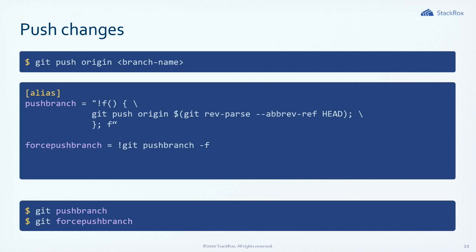The next one is pushing your changes up to your repository. So if you push to origin or upstream or whatever branch, you can just configure it. This is the one I use. So you can have push origin and current branch name, or you can have force push branch command to force push.